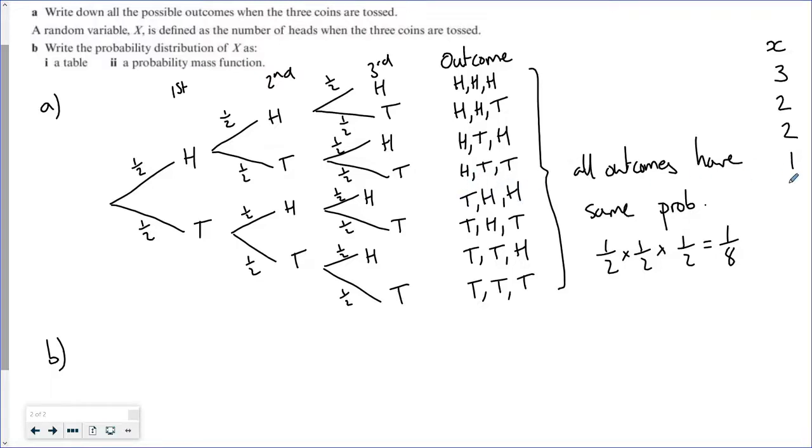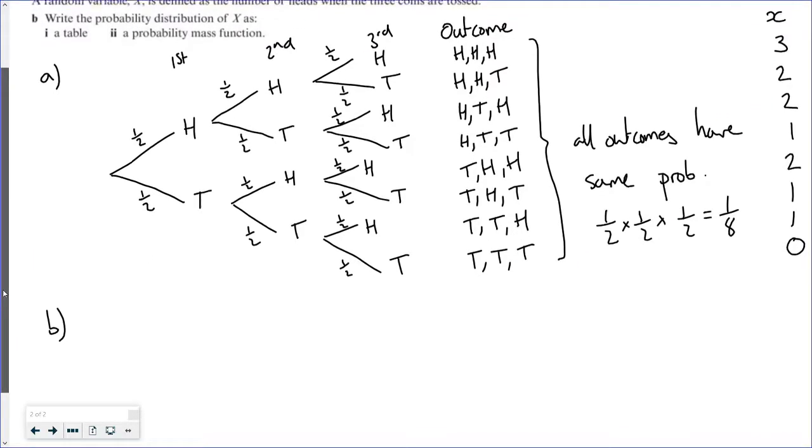If this is the outcome, we'd have 2 heads. If this is the outcome, we'd have 1 head. If this is the outcome, we'd have 1 head. And if this is the outcome, we'd have 0 heads. So these are the possible outcomes for our random variable x. These are the values that our random variable x could take.